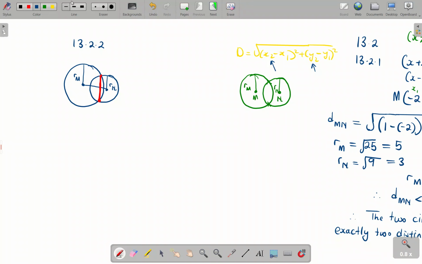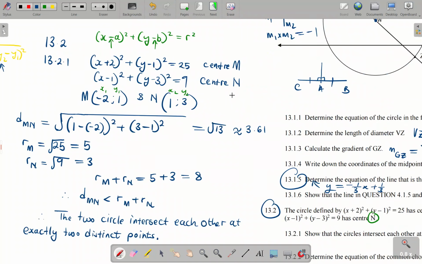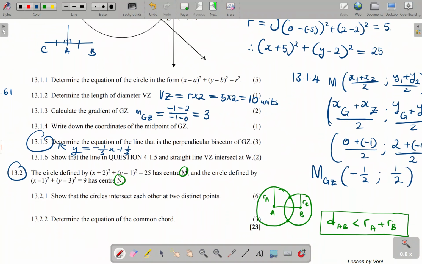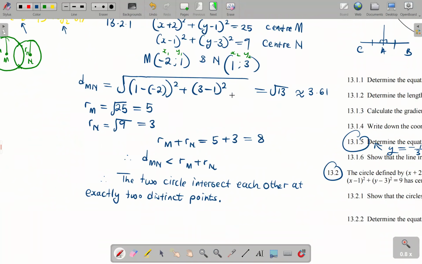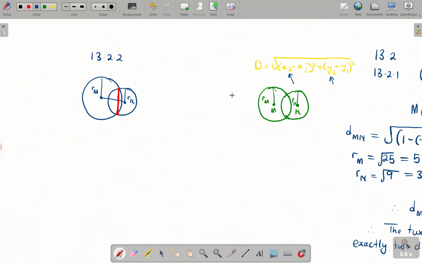Let me go back to the question so that you understand what we are doing here. Determine the equation of a common chord for 3 marks. Common chord. So they have the common chord. This is simple, guys. Common chord, that's the very important word there. So the wording is very important. Common what? Common chord.